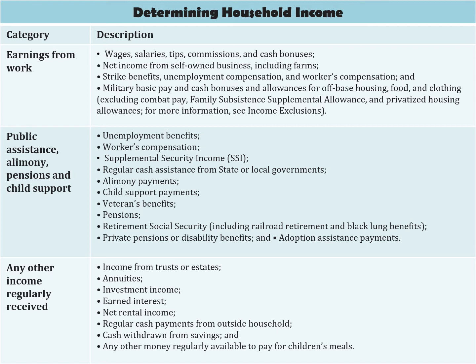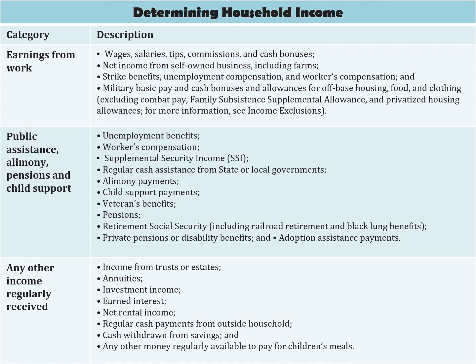Here we see a table describing different household income types. Income can include earnings from work, public assistance, alimony, pensions, and child support, or any other income that is regularly received. Earnings from work may include wages, salaries, tips, cash bonuses, net income from self-employment, or military basic pay, among others listed in this category.